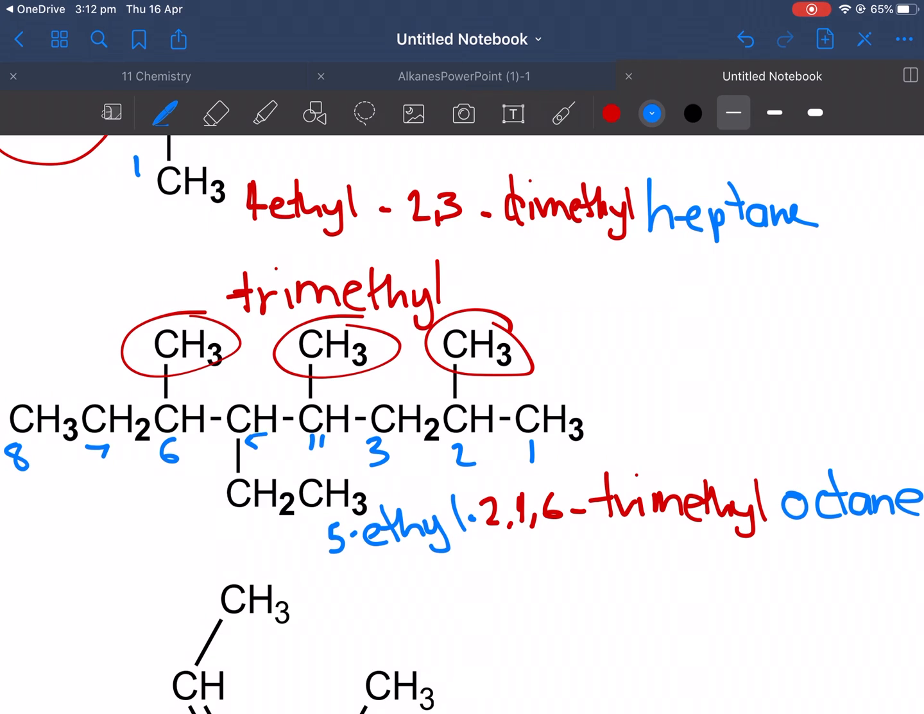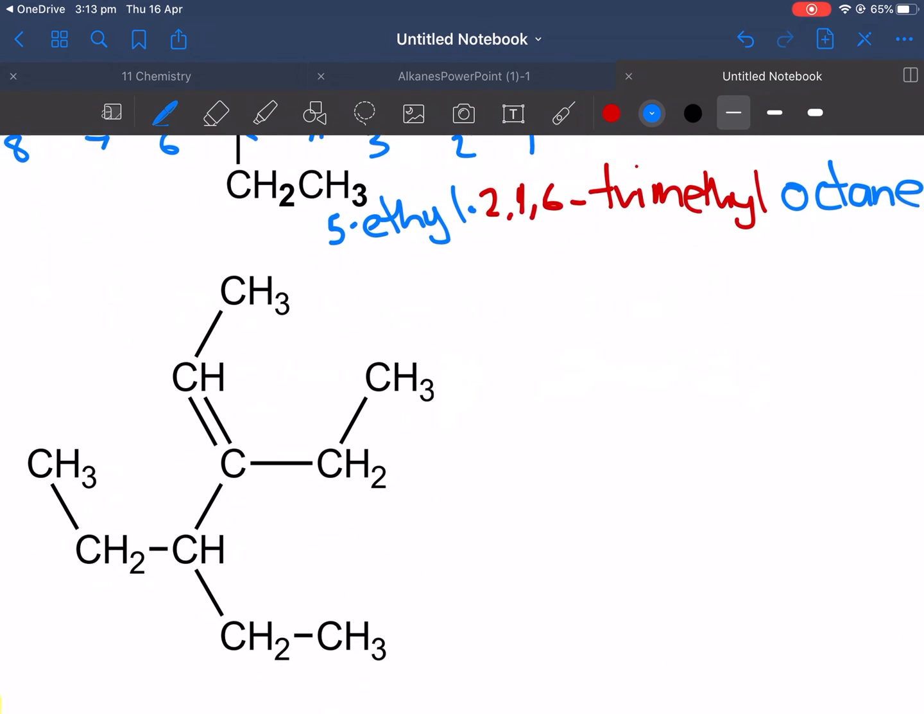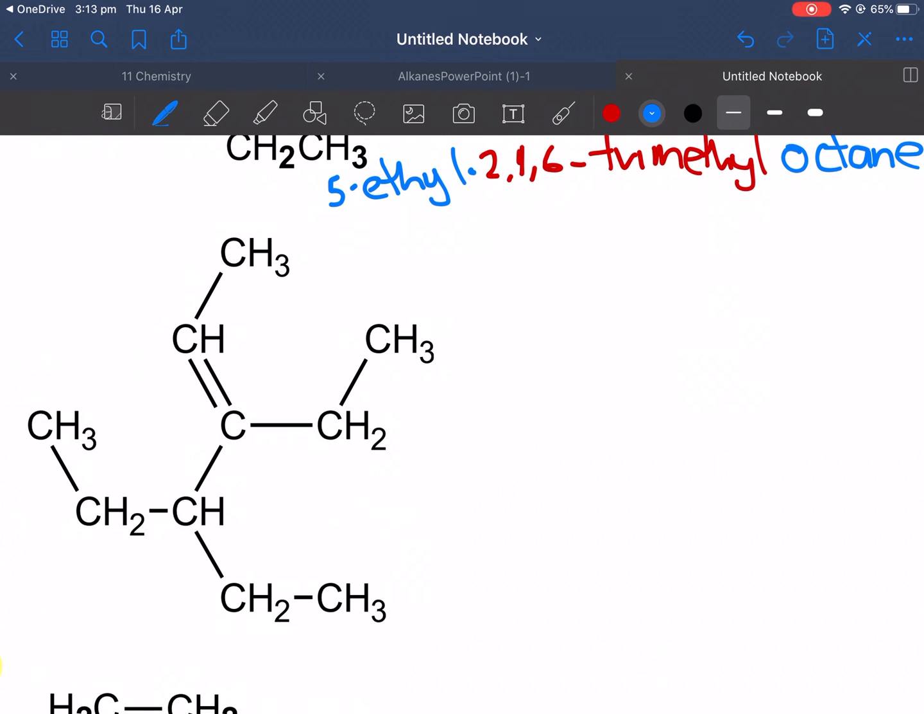See, it's getting longer, it's getting more complex, but once you know the basic rules, you can just smack them on top of each other and it makes something that's relatively simple to do look really impressive. At least that's my opinion. So that was 5-ethyl 2,4,6 trimethyl octane.